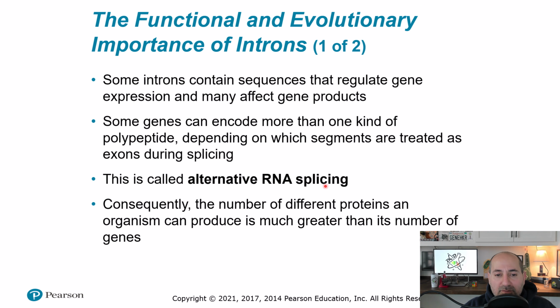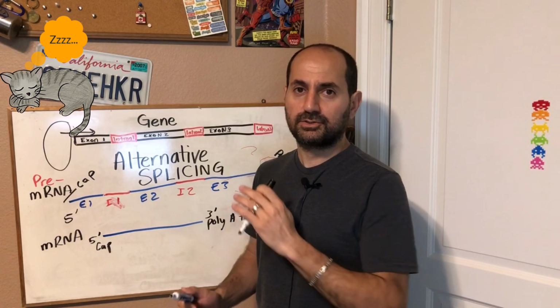And what is alternative RNA splicing? It's a way for us to make more than one polypeptide. This means more than one protein from the same gene by alternating the way the mRNA is spliced. Now, let me take you to the board for a proper explanation so it all comes together. All right, so here I'm going to explain alternative splicing.